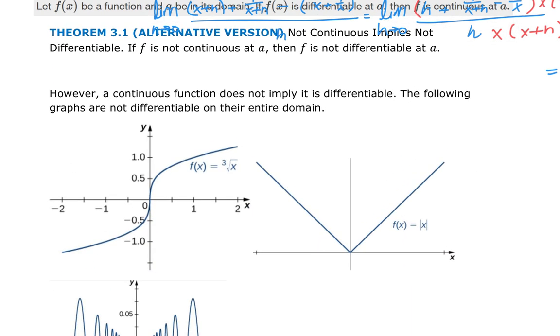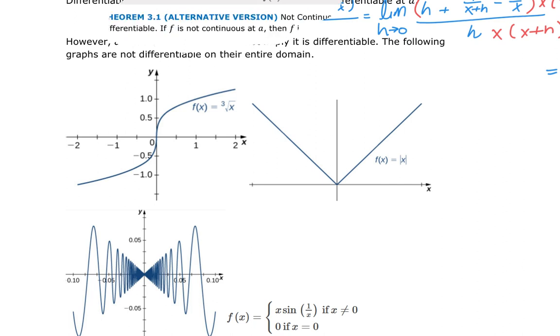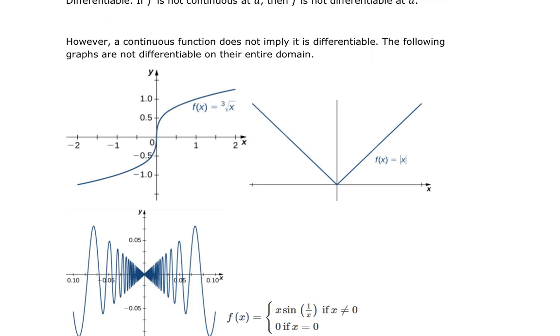Here's actually 3 different graphs. In these 3 different graphs, you can see that each one of these graphs is continuous. It's continuous along this curve, it's continuous for the absolute value, and it's continuous for this piecewise function. Now, the reason this is not differentiable on its entire domain is because we have a vertical slope right here. So at this point, we have a vertical tangent line. And so that means that it's actually undefined at 0.